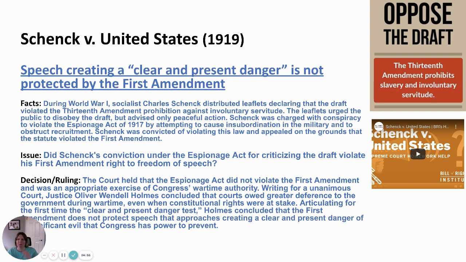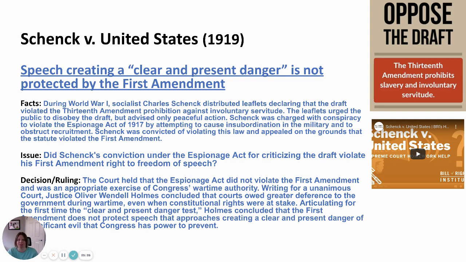Basically, the question was, did Schenck's conviction under the Espionage Act for criticizing the draft violate his First Amendment right to freedom of speech? The court actually rules against Schenck here, and this is an example of them limiting free speech, basically not expanding civil liberties, but limiting speech, specifically if it relates to potential dangers that could come about from the speech. So the court held that the Espionage Act did not violate the First Amendment, and it was an appropriate exercise of Congress's wartime authority.